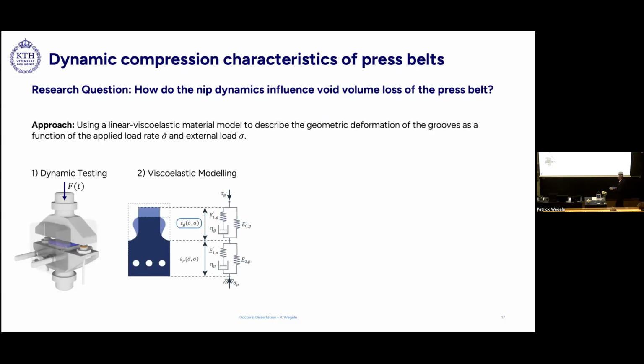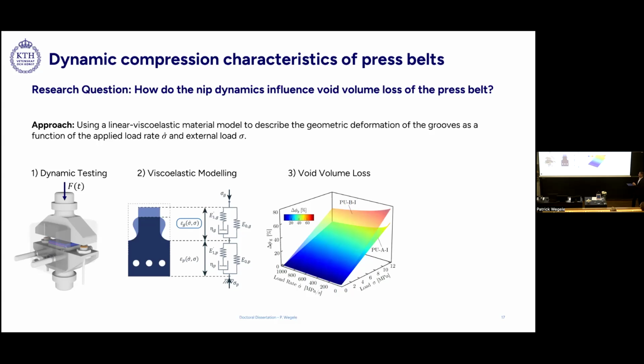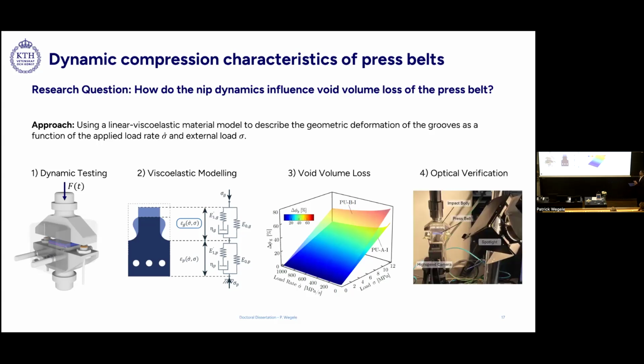We then used these stress-strain curves in a viscoelastic model that simulates the press belt deformation behavior. We solved this viscoelastic model for the strain in the grooved section, which is equivalent to the void volume loss. As a result, you can see the void volume loss as a function of both the external load but also the load rate. The load rate in the scope of this thesis is a metric for the dynamics applied in the shoe press nip. Low load rates are more or less a quasi-static impulse, and a high load rate is basically a sharp bump, a very dynamic impulse. Afterwards, we verified the whole method using a high-speed camera.